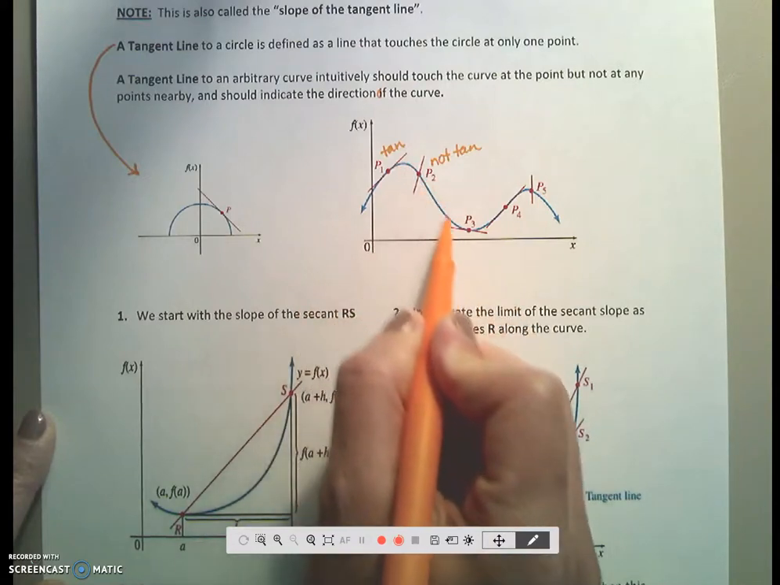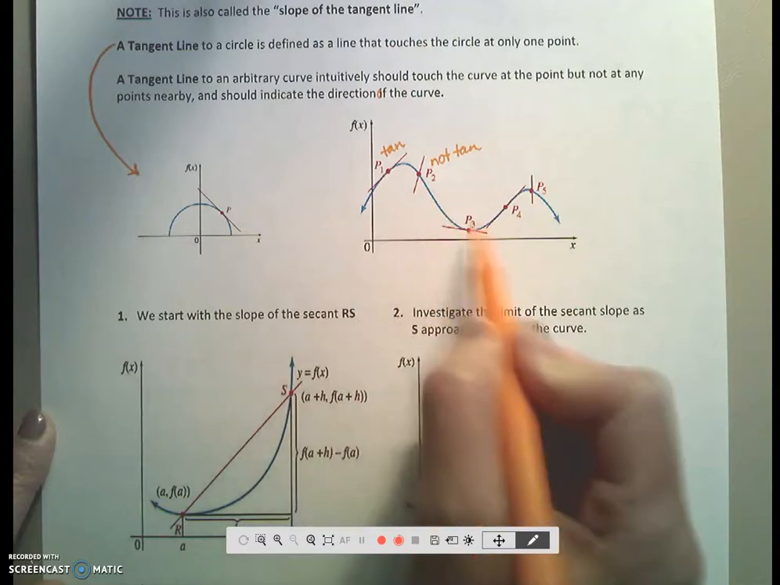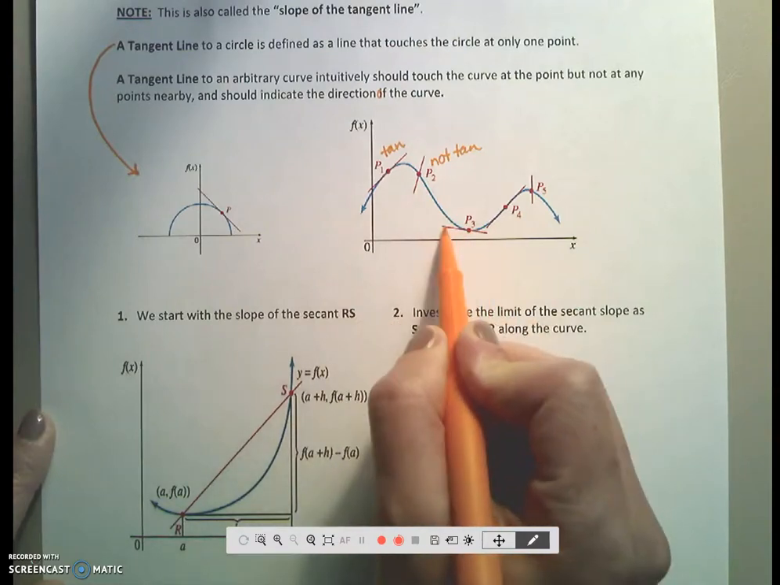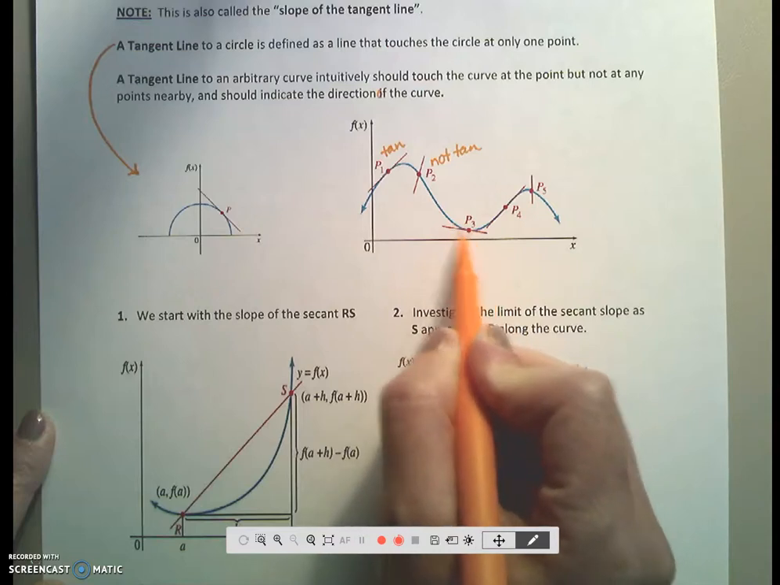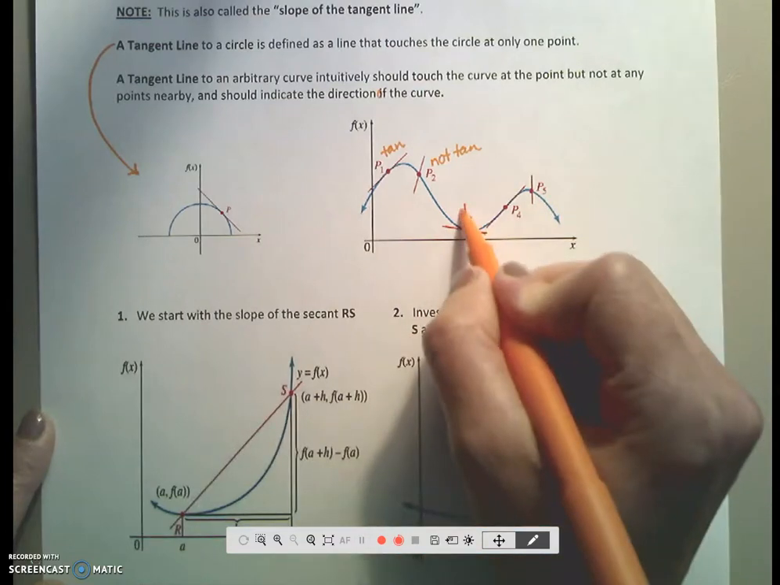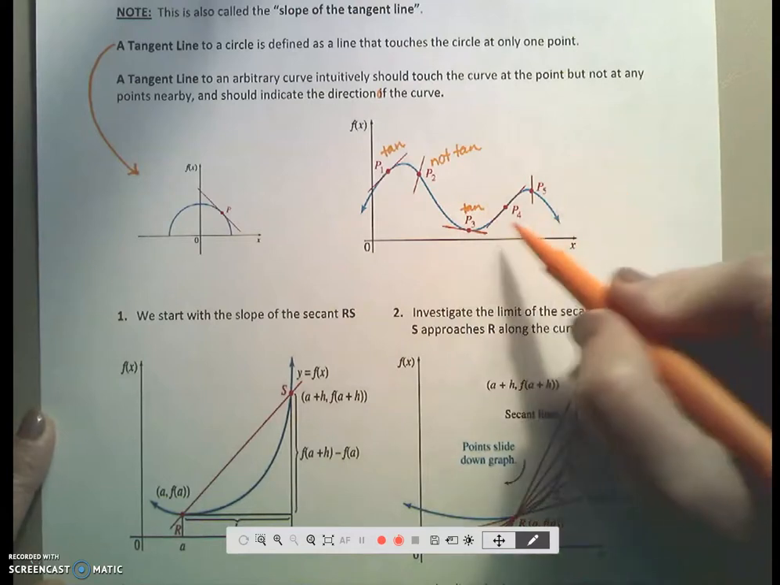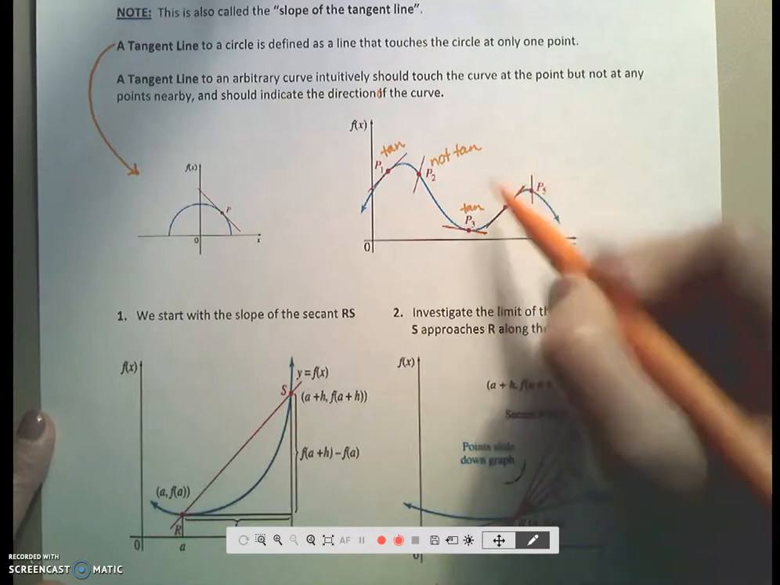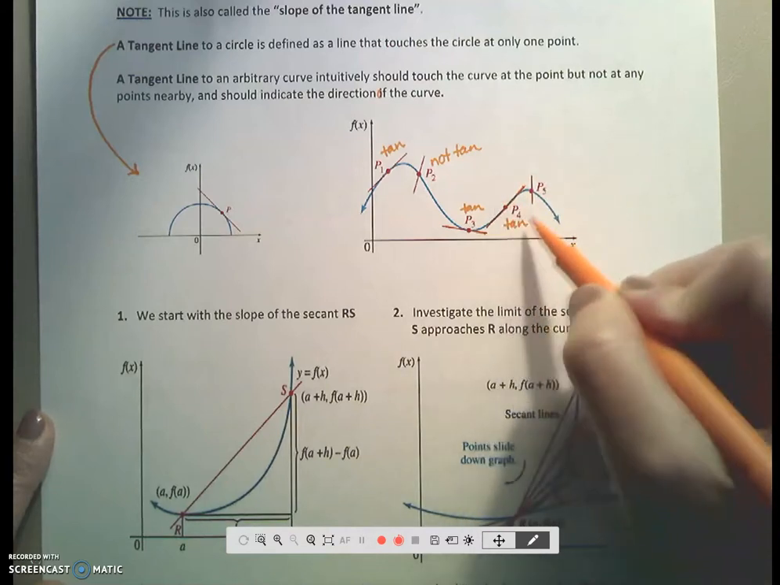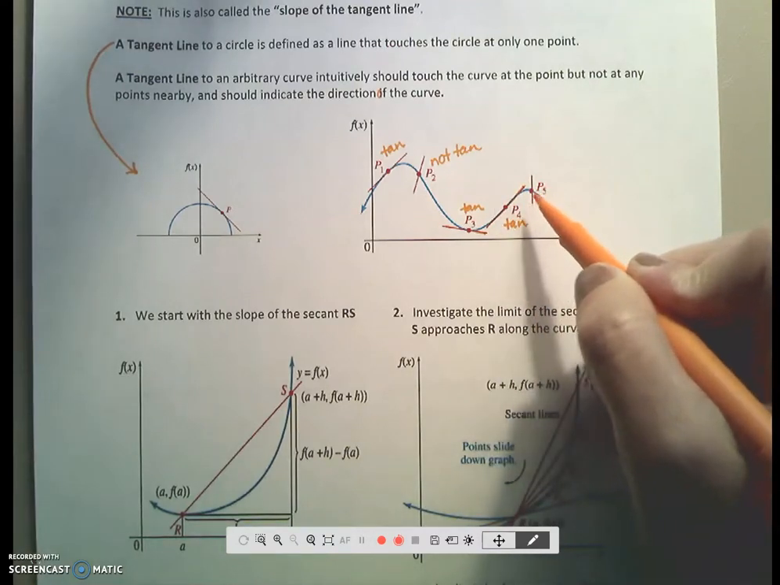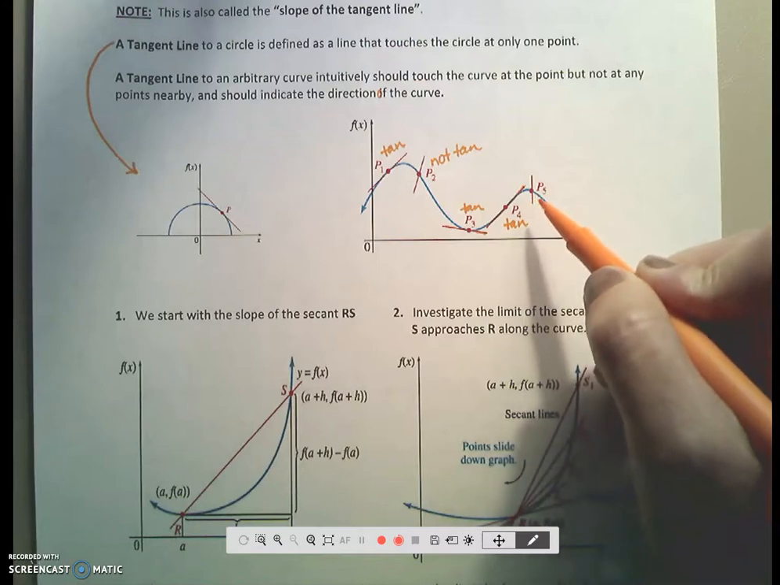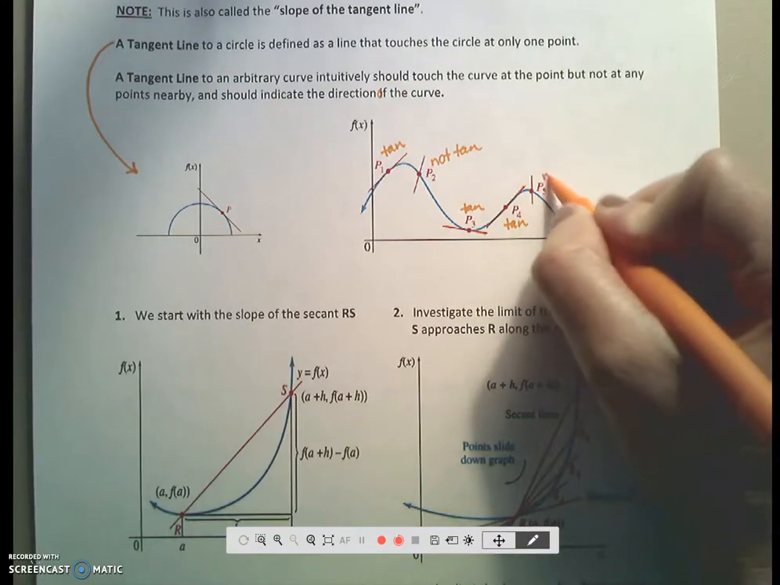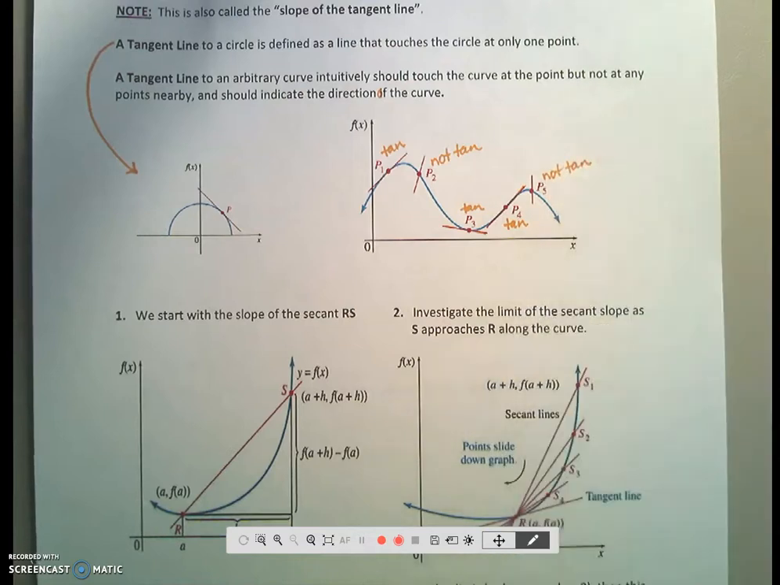Then you come along here, you reach the bottom of the curve, it touches in one spot, and it still indicates the slope of this curve down here. That one's tangent. P4 touches in one spot, and it's indicating that you're going up the curve, so that one is tangent. And then P5, you're up at the top of the mountain and you stuck your skis in the snow. That's not right. So that one is not tangent. It's not just about touching the curve in one spot. It has to indicate the direction of the curve as well.